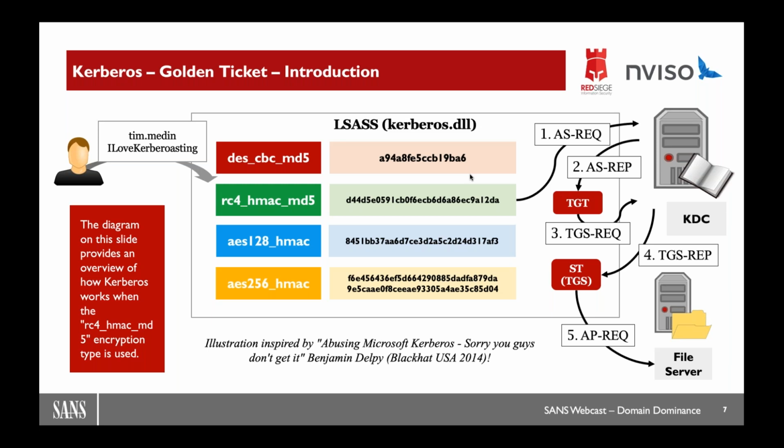Now, what we see in the middle of this slide is the different Kerberos encryption keys that can be used. And they are relevant, they're important. We do need to realize, though, that for a golden ticket, the encryption type doesn't matter from a prevention point of view, because there is no prevention.